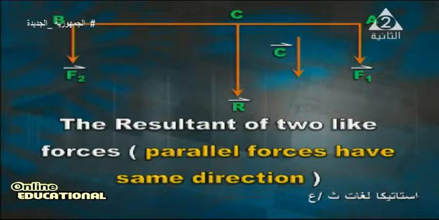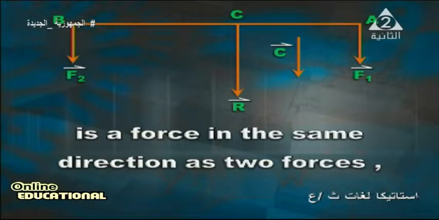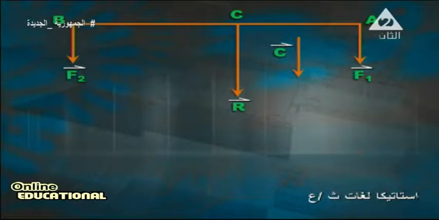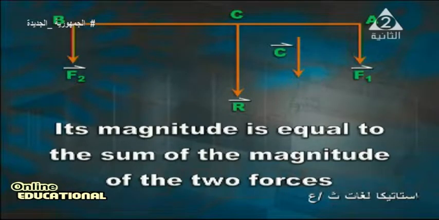Look at this, my dear student. The resultant is a force in the same direction as the two forces. R is called the resultant of the two forces, and it is a force in the same direction as the two forces. Its magnitude is equal to the sum of the magnitudes of the two forces.